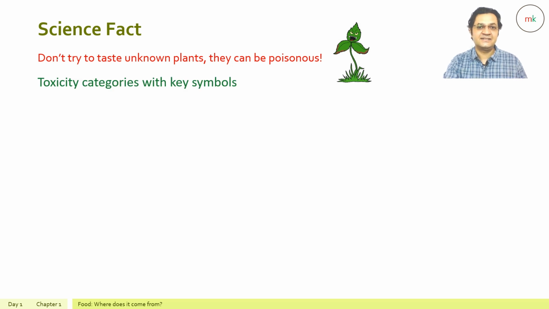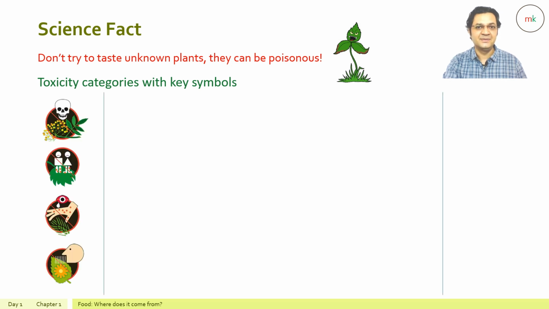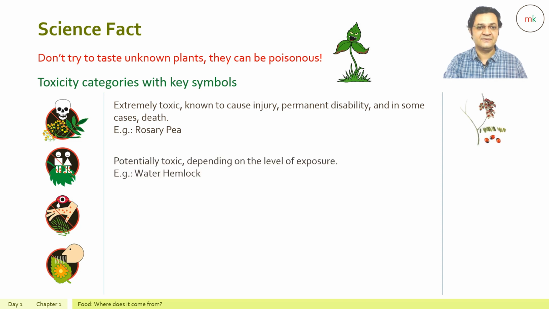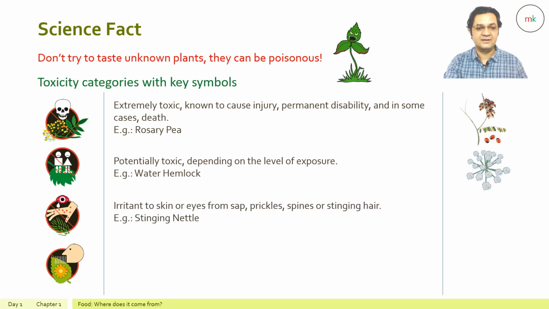Toxicity categories with key symbols are 4 in number. Let's have a brief description of them. So we have the extremely toxic, which can cause injury, permanent disability and in some cases death. Example for it is the rosary pea. Coming to the second one, which is potentially toxic depending on the level of exposure. Example, water hemlock.